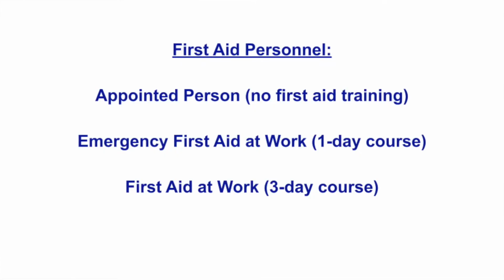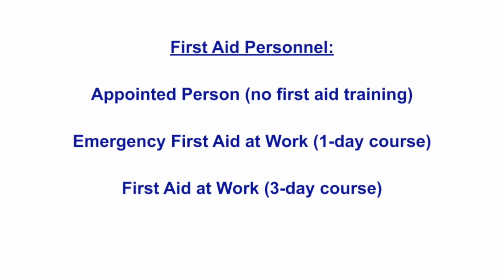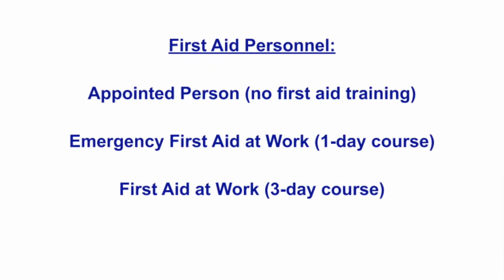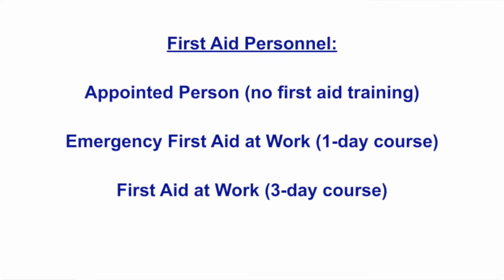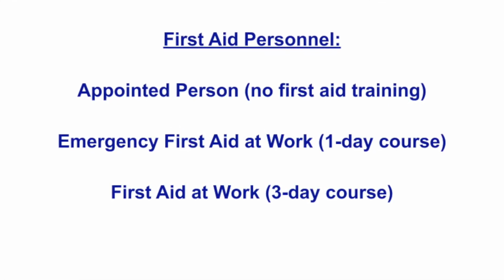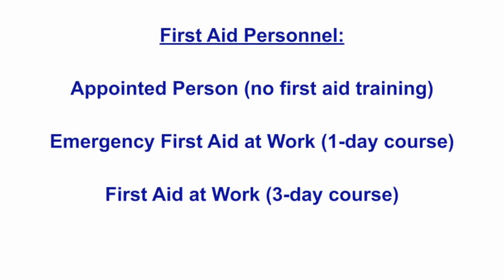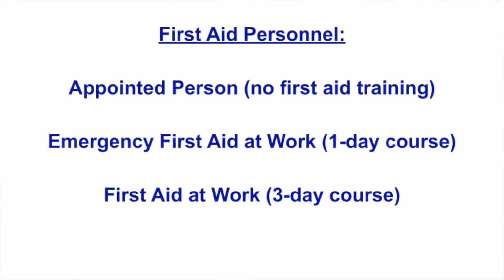The next type of first aid personnel that you might have in the workplace is called an emergency first aid worker. This person's been on a one-day standard first aid course like you're on. This person can treat a range of different first aid scenarios. The third type of first aider that you might have in your organisation is someone called a first aid worker. This person's been on a detailed 3-day course and they should be able to treat pretty much any type of first aid scenario that they come across.